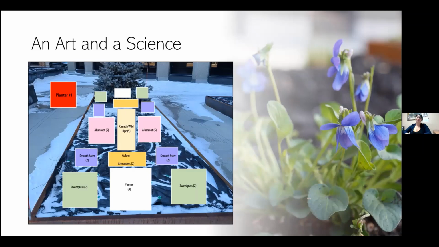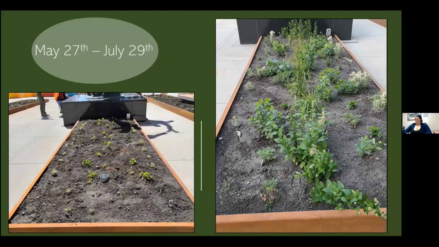And you can imagine that this took quite a lot of effort on our part to figure out which plants were going to go where and how many. This is one of the planters. This is one of my favorite ones. This was planted May 27th of this year, and then this was July 29th, so kind of at the max of growing potential. We were in a drought this year, so that presented challenges.